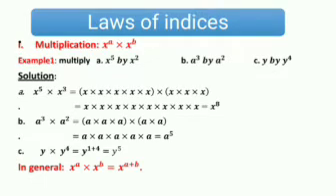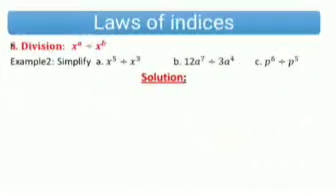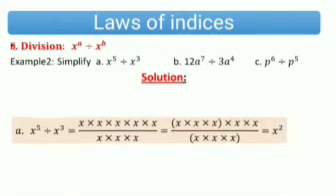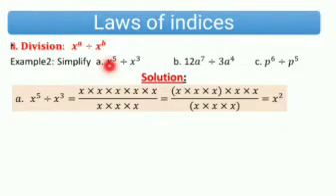Now look at the second one, which is the division law. So when we have x raised to the power of a divided by x raised to the power of b, let's solve this one through the following examples. So we have x raised to the power of 5 divided by x raised to the power of 3. To write this in expanded form, you multiply x by itself 5 times. This is 1, 2, 3, 4, 5.